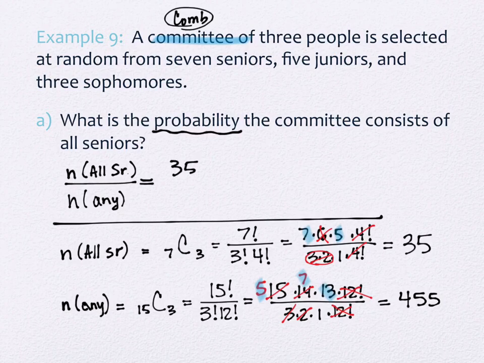I have 35 on top. I have 455 on bottom. If you want to keep it in fractions and simplify the fractions, that's totally cool. I think for the purposes of interpretation, decimals might be a little bit easier to interpret with what's going on here, so that's the way I'm going to write mine down. Go ahead and grab a calculator and do the division, and we'll write things to 4 decimal places when we're doing this. What do you get for this probability? 0.0769.